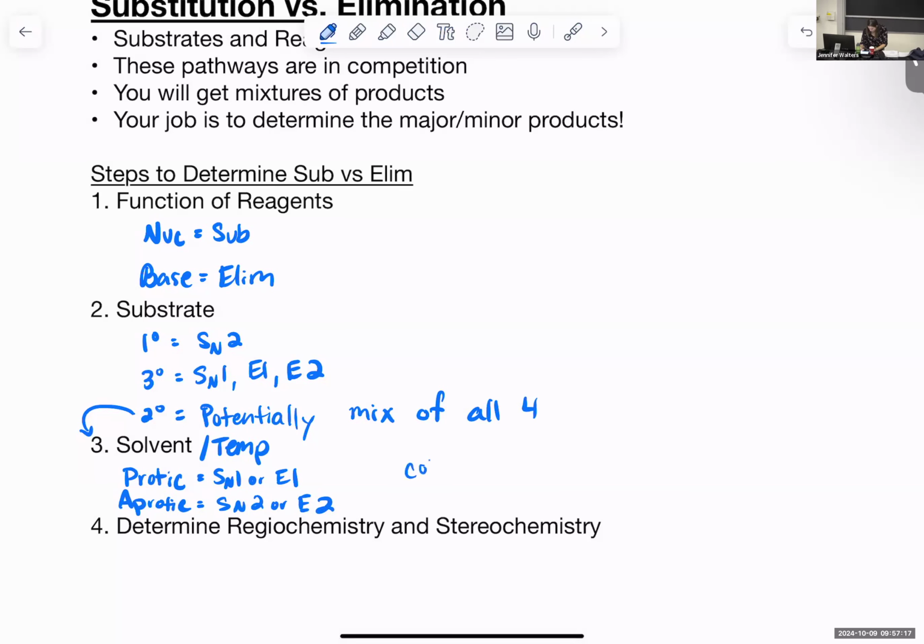So in general, if you are cold, that will favor substitution. If you're at room temperature or hot, that generally will favor elimination, because elimination is acid-base chemistry, so it's just going to happen faster. So if you give it that extra heat, it's just going to happen really quickly.